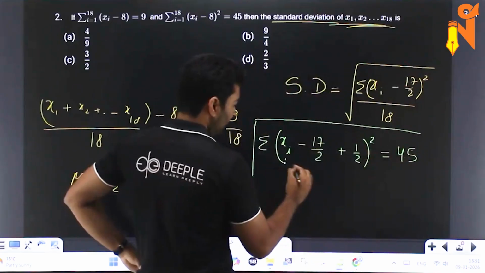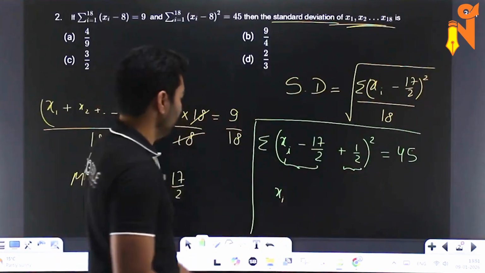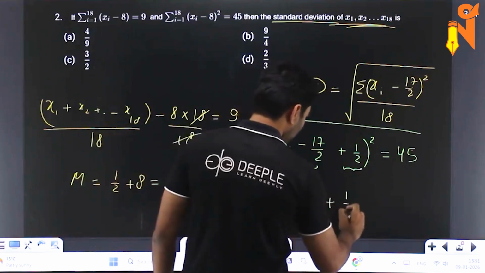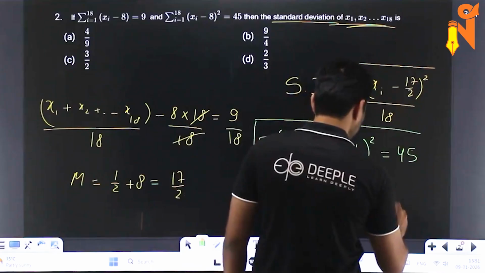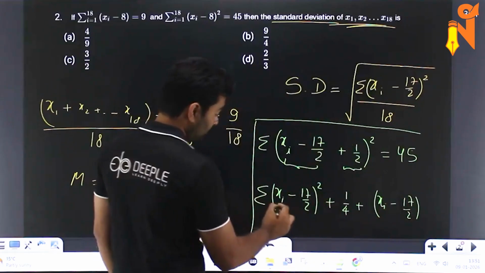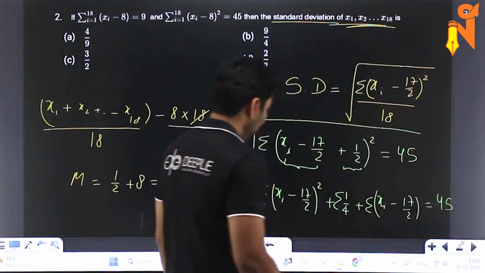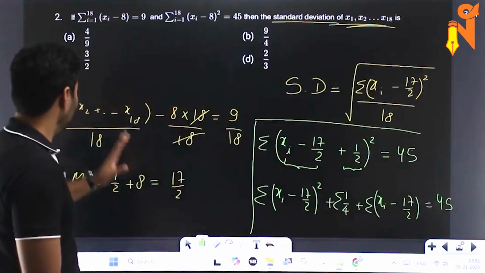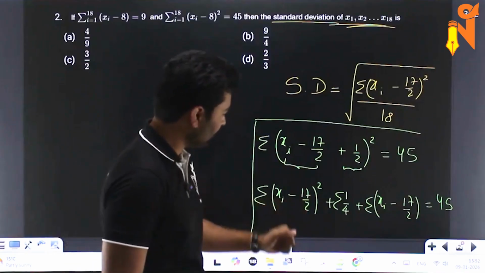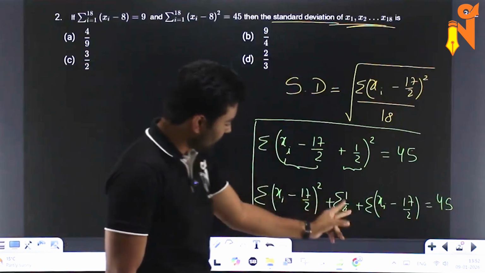Now if you open this, a plus b whole square, so a square plus b square plus 2ab, with xi minus 17 by 2. Obviously, taking the summation here and here, it is equal to 45. Nice. So basically this is my rough page, obviously I can remove it. This I want, this I know, yes. This I know, given. This I want, so put this there.